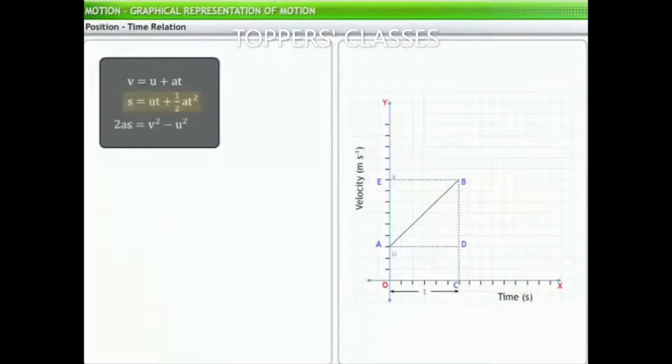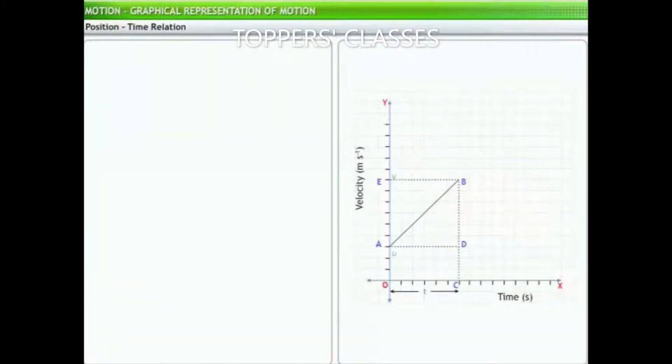Let's now derive the second equation of motion, that is position-time relation. In the same velocity-time graph, we use it to analyze the position-time relation. Let S be the displacement of the object in time t. You can determine the displacement of the object as the area of the trapezium OABC under the curve.